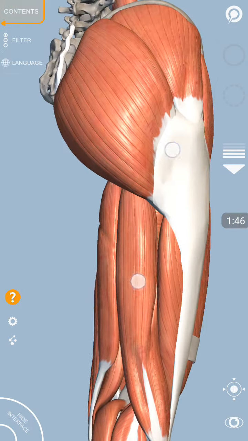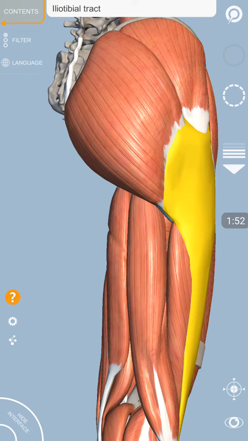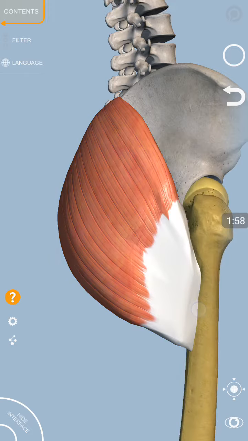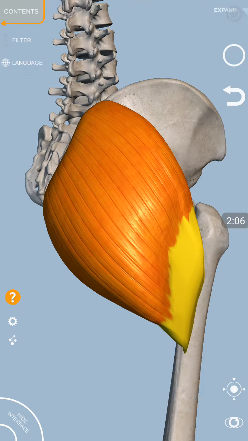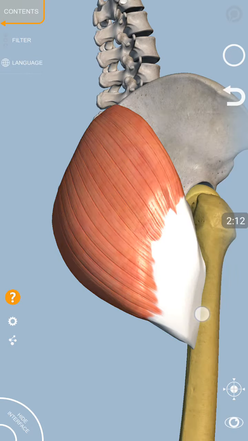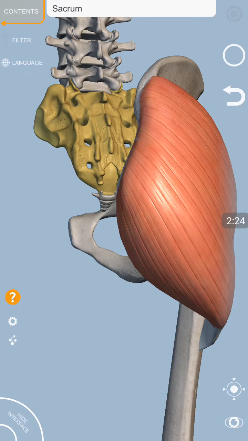So again, the gluteus maximus muscle gets inserted into the iliotibial tract, and a few of its fibers get inserted into the femur on its posterior aspect. There is an upward continuation of the lateral lip of the linea aspera, that is the gluteal line. So gluteus maximus gets inserted into the iliotibial tract and this gluteal line, and it originates from the part of the ilium behind the posterior gluteal line, the dorsal surface of the sacrum, the coccyx, and the sacrotuberous ligament.